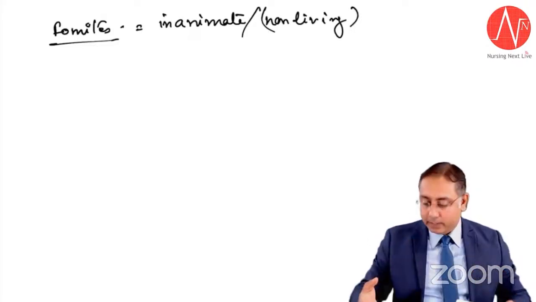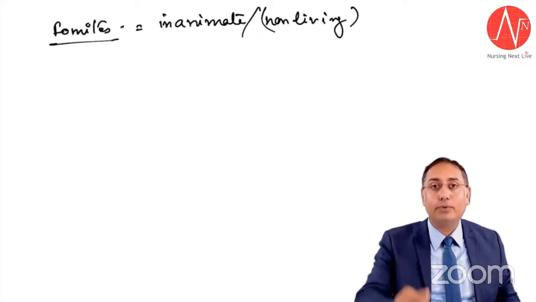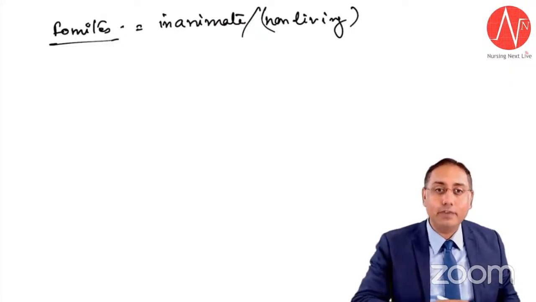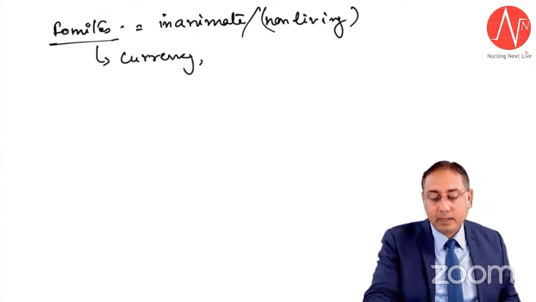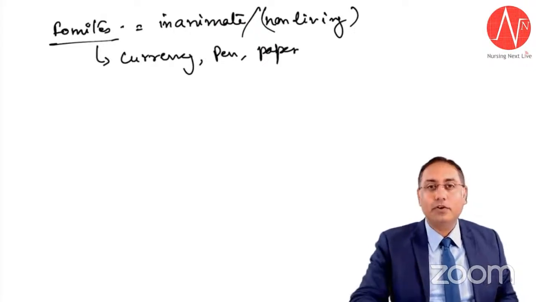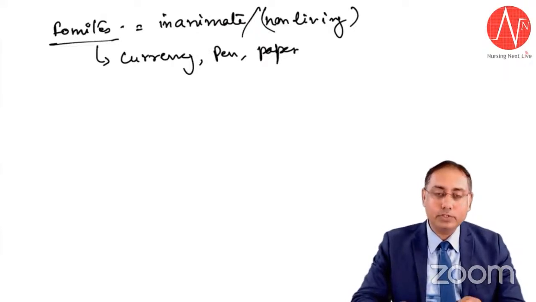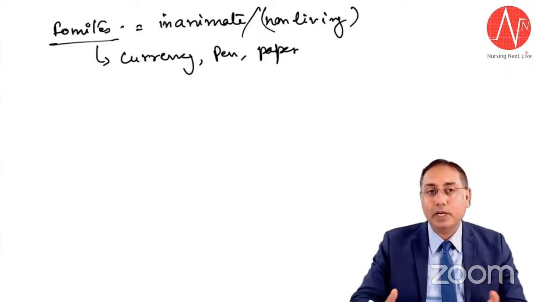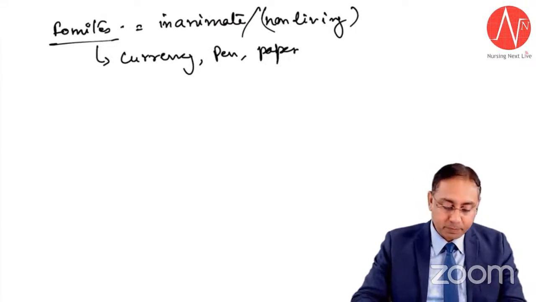Like the pen. Pen is a fomite. The table is a fomite. The tablecloth, anything that we hold, the banknotes, the coins, the currency that we hold. Fomites are pen, paper. The stethoscope that we use in the hospitals, they all are fomites. Fomites are any inanimate or non-living things on which the infection may be present. So actually the fomites are contaminated, and fomites are a very important indirect mode of transmission.